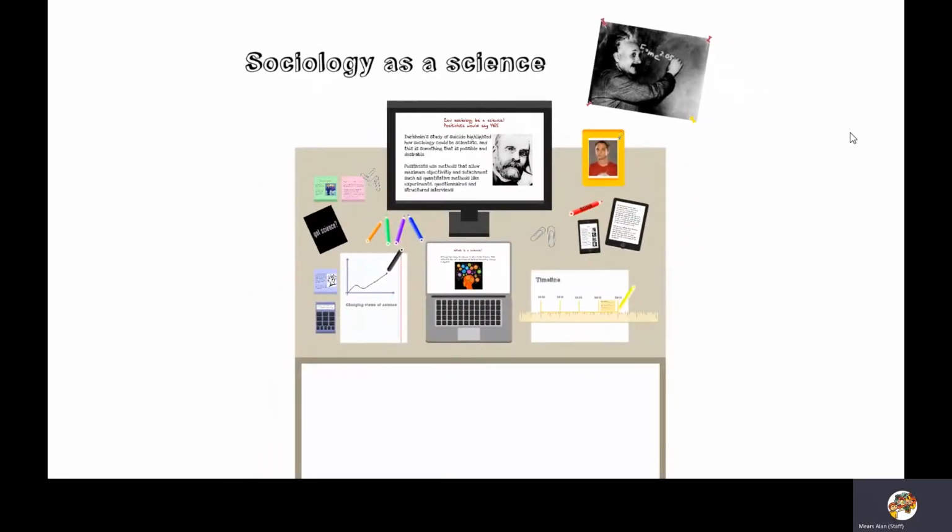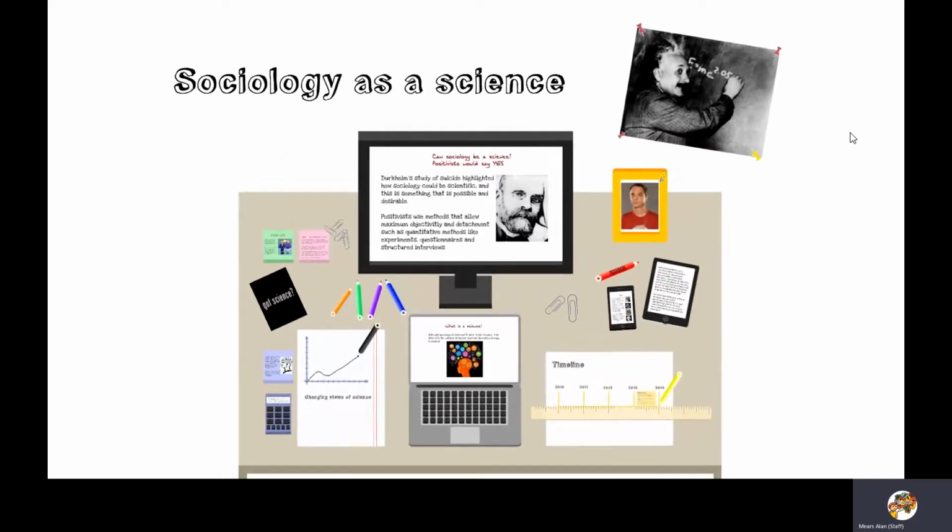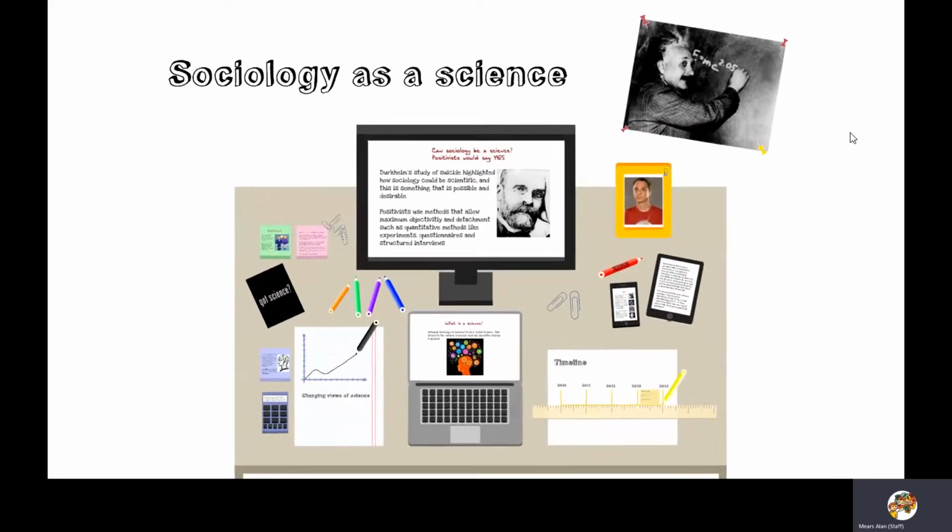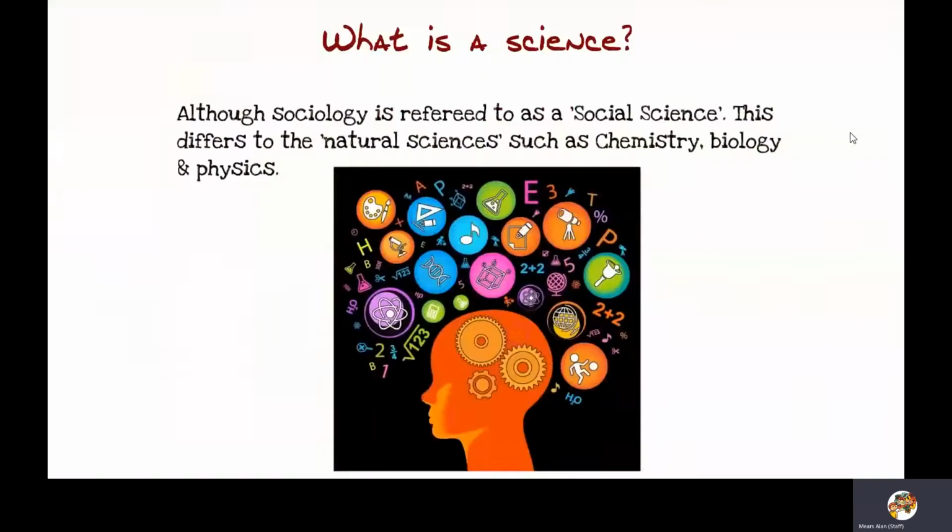Welcome to this short summary of sociology as a science. This is part of the theory and methods topic for AQA sociology, focusing on what we'd cover in year 2. So we're going to look at sociology as a science. Just to begin with, we need to figure out what science is.